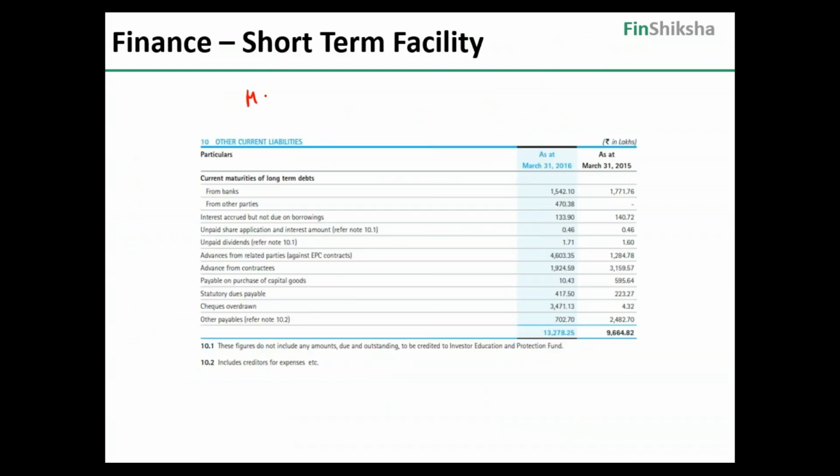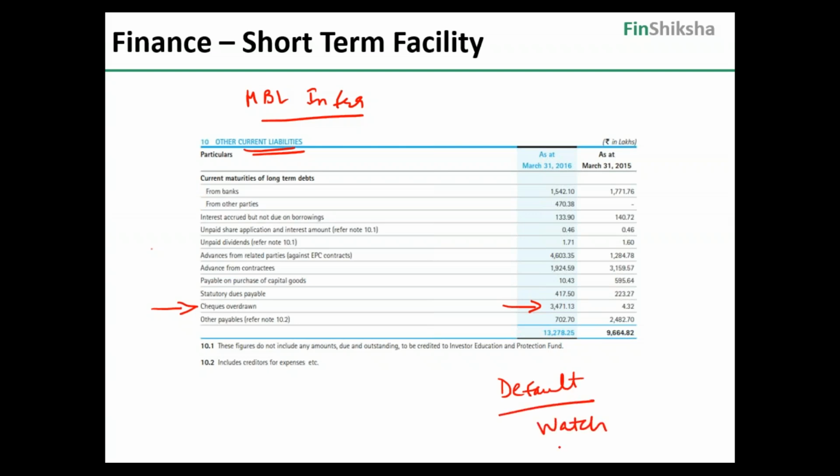There are some others. So this is MBL Infra. You will get a lot of other information. This is very simple. In the liabilities, there's something called cheques overdrawn. That means they have overutilized the bank facility. That means they are on the verge of default. Keep a watch. This was the year before last. In the subsequent years, they did pay, but it was under the watch category. So this is again a red flag.